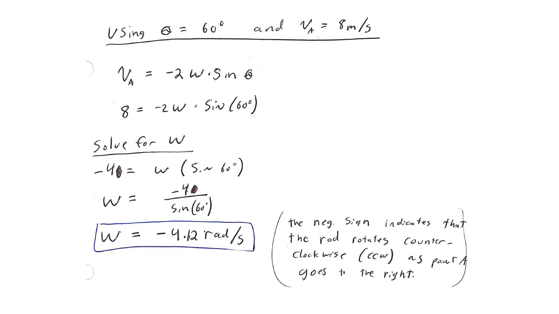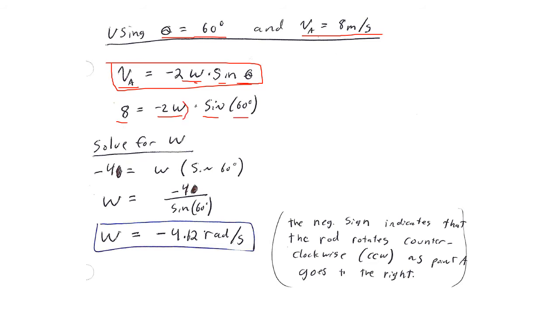Next we want to use our known values. We have theta given to us at 60 degrees, and the velocity of A, V sub A, is 8 meters per second. I can plug into the equation we just came up with for V sub A. V sub A is equal to negative 2 omega times the sine of theta, where we have a V sub A and a theta. Our only unknown is our omega term, so we can plug in: 8 is equal to negative 2 omega times the sine of 60 degrees.